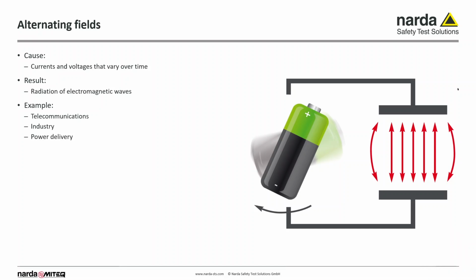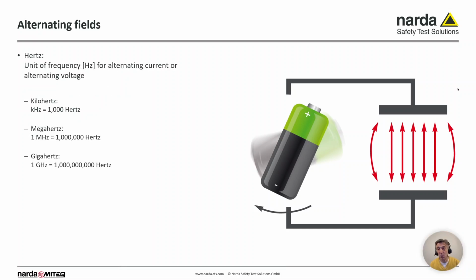If we do it, for example, 1,000 times, we have 1 kilohertz. If we do it 1 million times per second, we have 1 megahertz. If we do it 1 billion times, we have a gigahertz. So by this, we can create alternating fields, which are mostly used in telecommunication, for example.